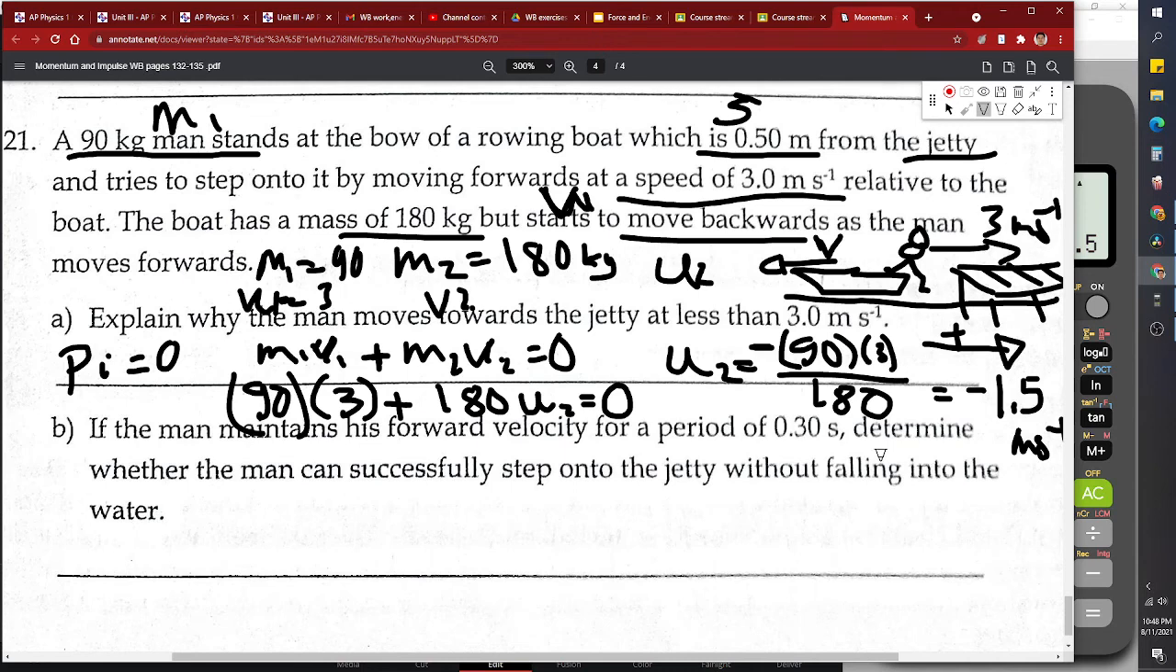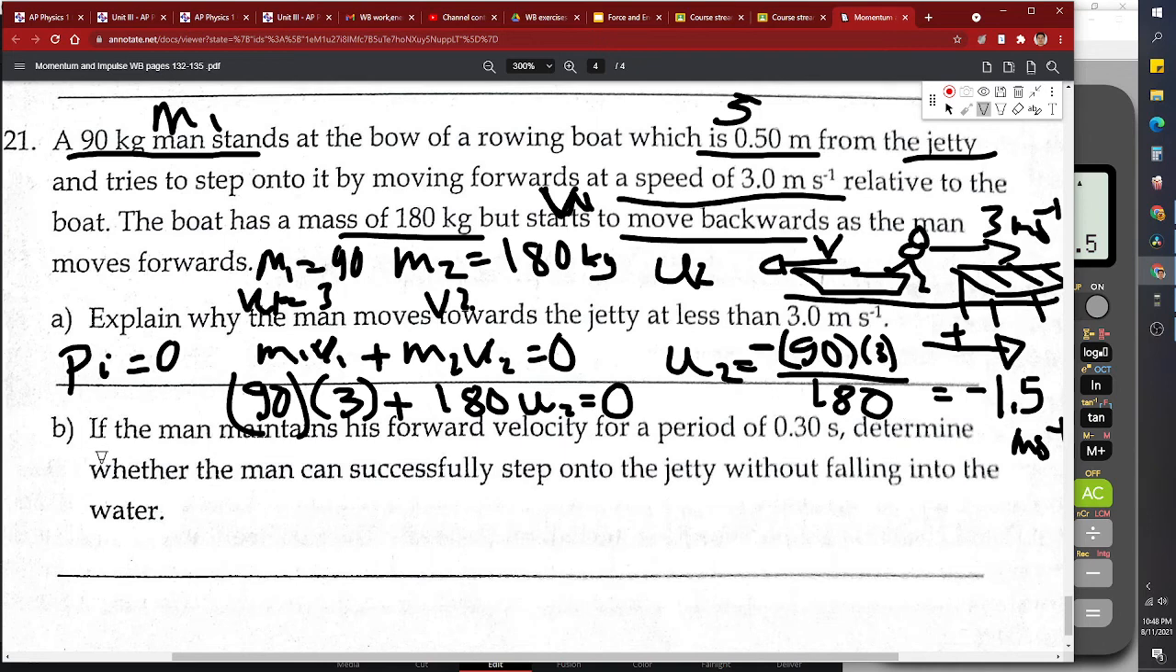So if the man is giving some momentum to the boat by increasing its velocity, then the man's momentum will have to decrease. So therefore, his velocity will be less. Okay? All right. That's what you can explain. You can explain that due to conservation of momentum, if the boat gains momentum, then you have to take away momentum from the man to continue to have conservation of momentum.